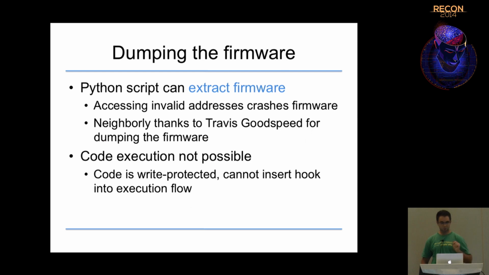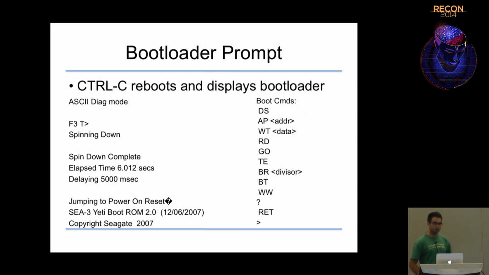So, yeah, what can you do with that? Well, Travis was kind enough to write a Python script that can extract the firmware with this. The only problem is that if you access an invalid address on the drive, it will crash. So it needs some trial and error and a lot of rebooting to get the whole firmware. But still, you don't have code execution with that. You could now go and analyze the firmware, find code flow, and then inject some code in this code flow to get control. But this was a bit too complicated, so I looked further.